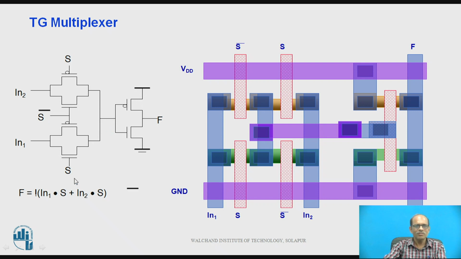Now whenever S is equal to 0, the upper transmission gate is conducting, and therefore the output is In2, and the expression for the output F is given by the complement of In1 into S, and into here it is S bar, right?